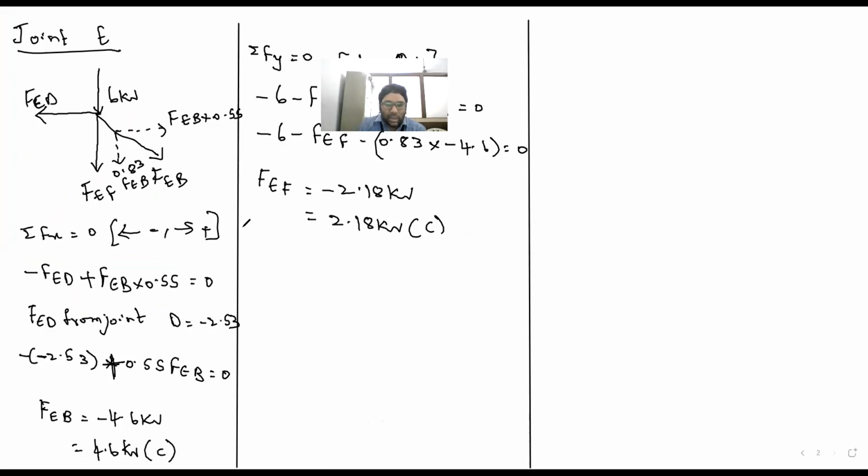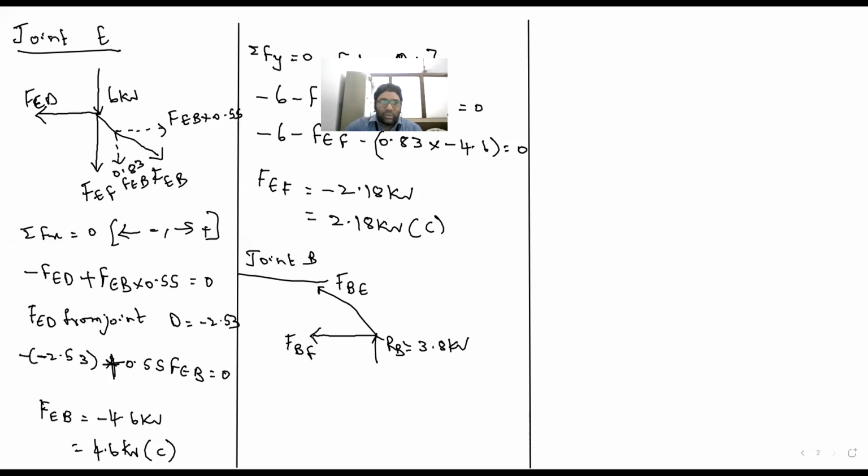Now let us take the last joint, joint B. Here in joint B, we have FBF, FBE, and RB. What is RB? How much did we get for RB? RB is equal to 3.8 kilonewton. I've just seen it. 3.8 kilonewton.